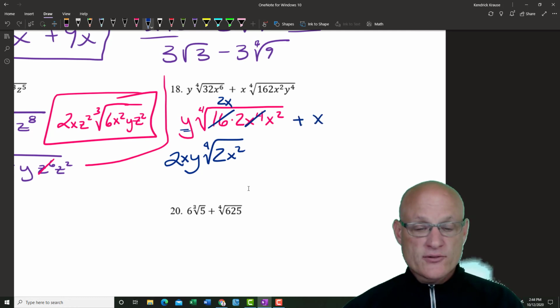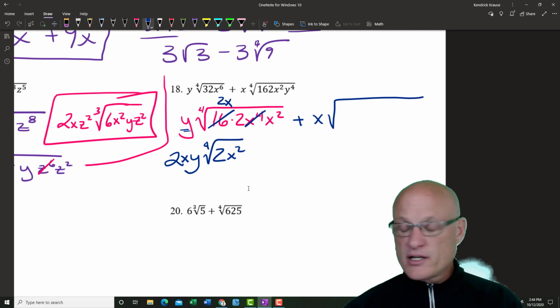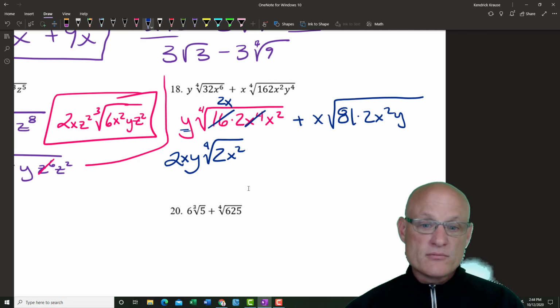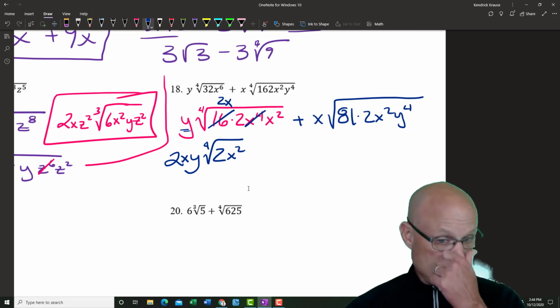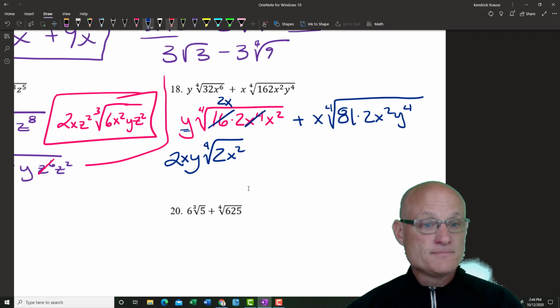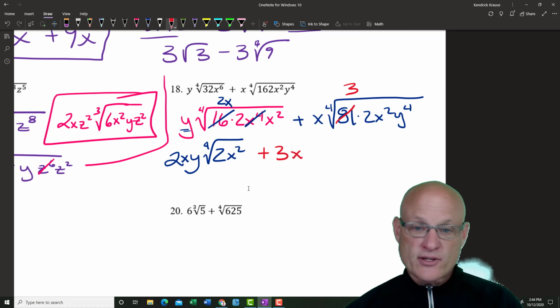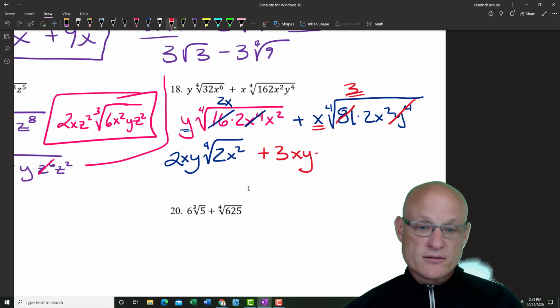Plus x times. We just talked about 81. Cut 162 in half, you get 81. 81 is a perfect fourth. 81 times 2. X squared we can't do anything with, but y to the fourth we can write as, oh, it's y to the fourth. That's good. All right, let's see what we got here. The fourth root of 81 is 3, so I end up with plus 3x, and the fourth root of y to the fourth is y. So you had the 3 out, the x is already out here, so we got 3x, y, and then fourth roots of what's left over is 2x squared.